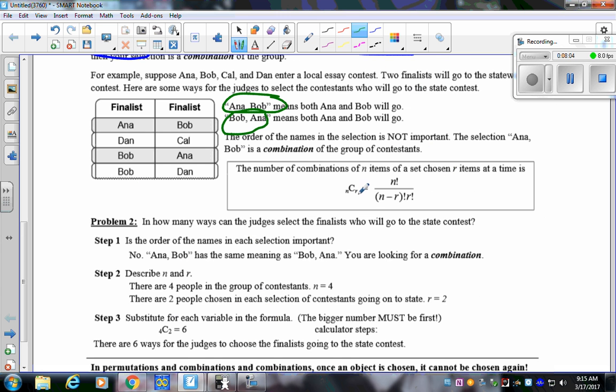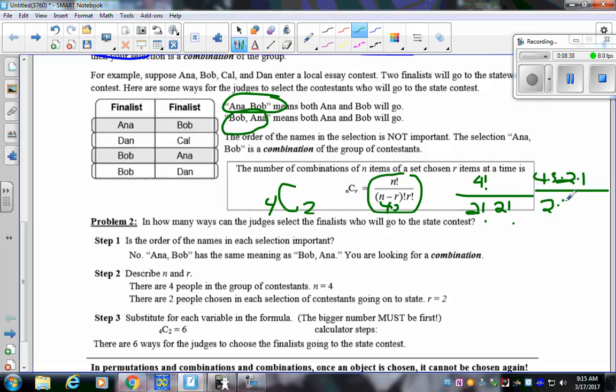Now the n and r still matter. I have 4 people I'm choosing from and I'm choosing 2 of them. Here's what it looks like in my formula. So I would have 4 factorial, my n. Okay, 4 times 3 times 2 times 1 over n minus r, so 4 minus 2. Okay, so that's 2 factorial, and then r factorial, my r was 2, so like this. Okay, so remember, this isn't just 2 times 2 on the bottom to make that 4 factorial. What this really is is 4 times 3 times 2 times 1 over 2 times 1 times 2 times 1.